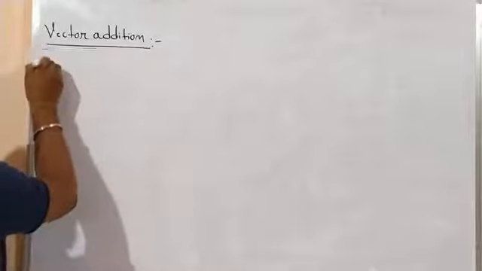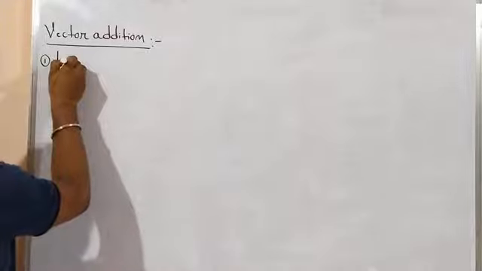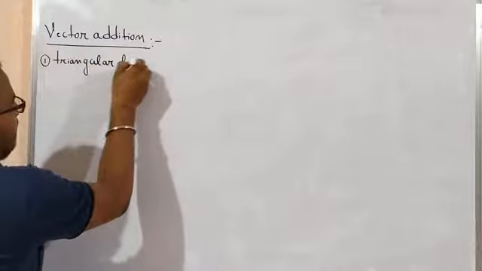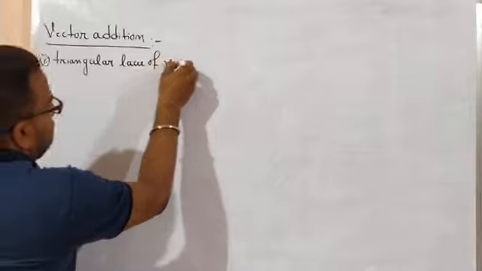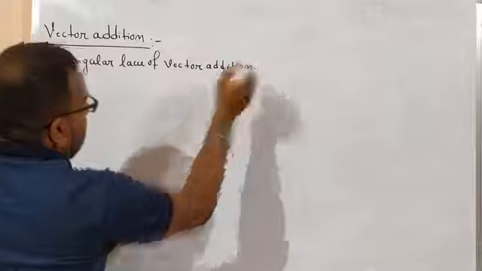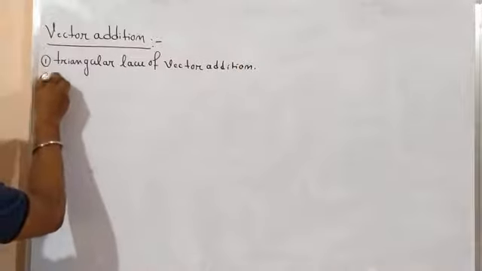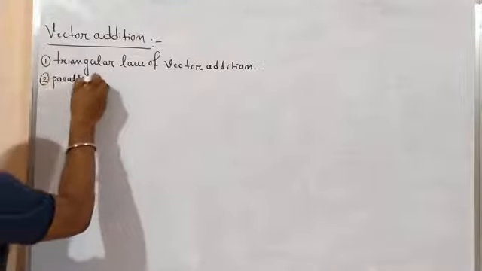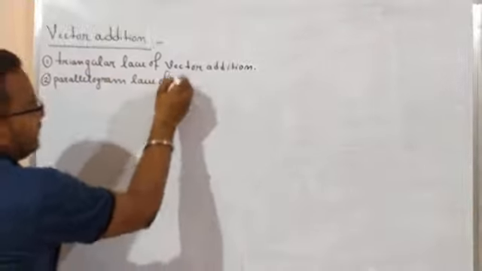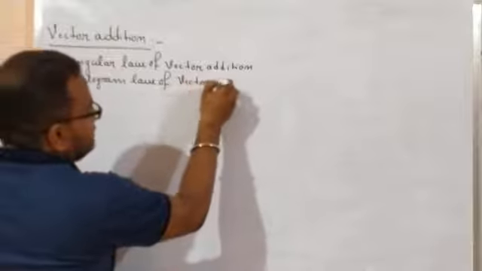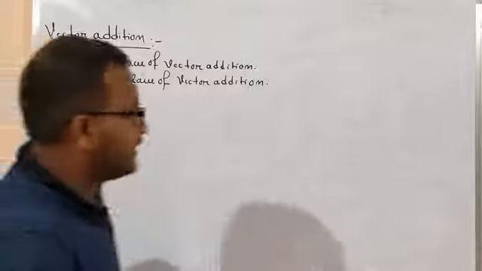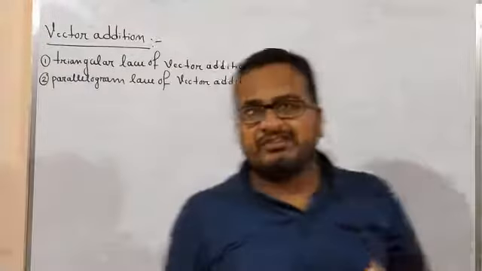One type is the triangular law of vector addition, and another one is the parallelogram law of vector addition. Okay. So let us discuss one by one.